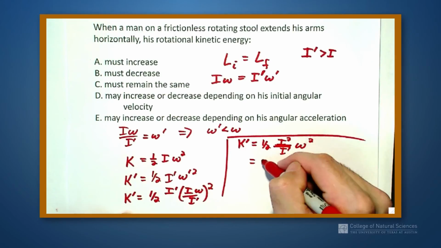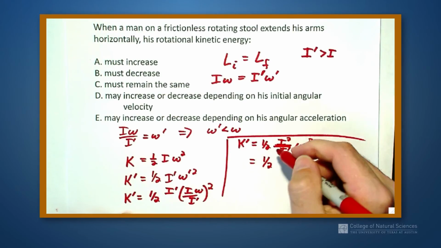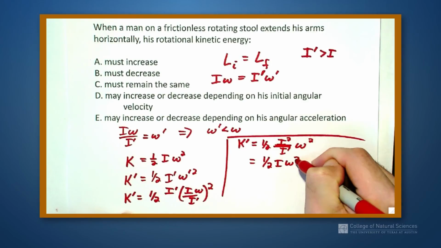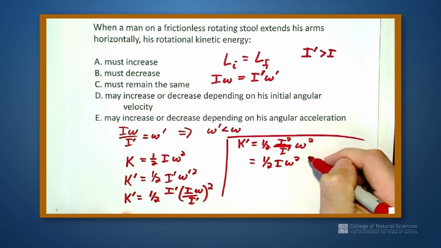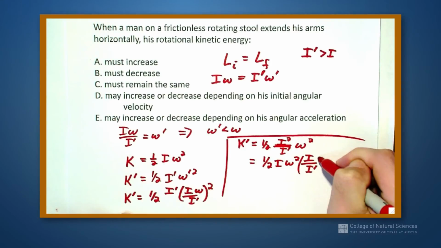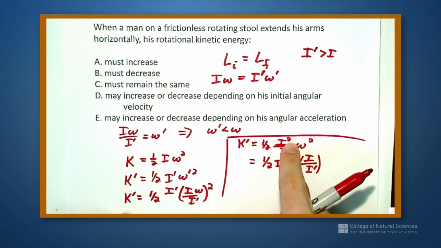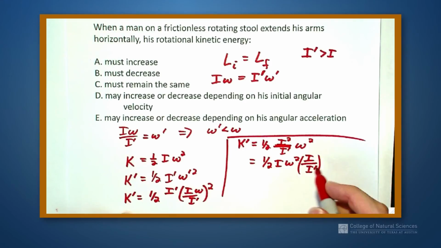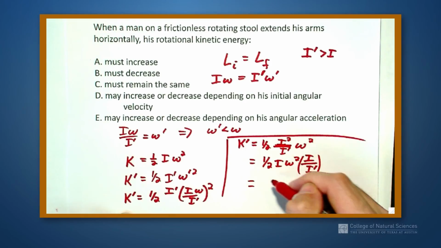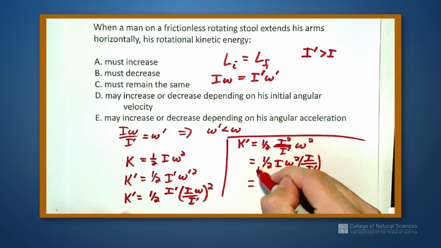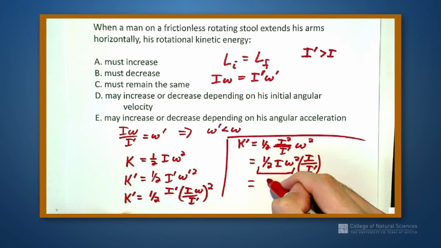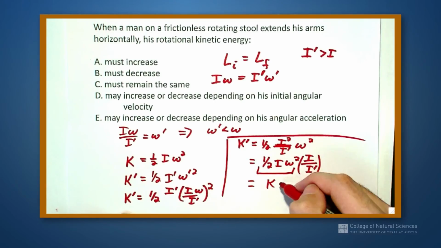Well, I know that I have 1/2 I omega squared times I over I prime. I'm just taking one of the I's up top and taking that I prime on the bottom and moving it to the outside. The reason I do this is I see that this thing right here is nothing more than my original K. So I get K prime is equal to K times I over I prime.